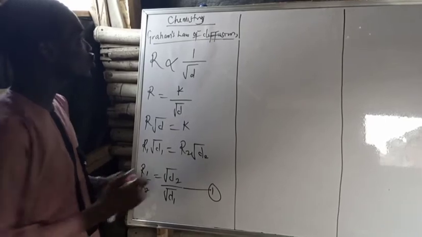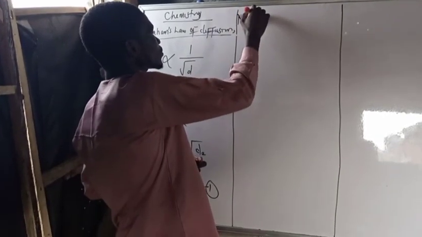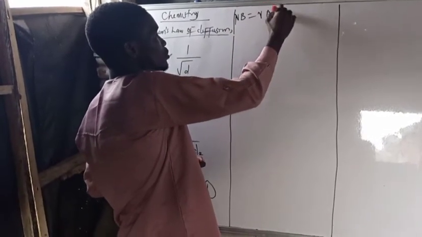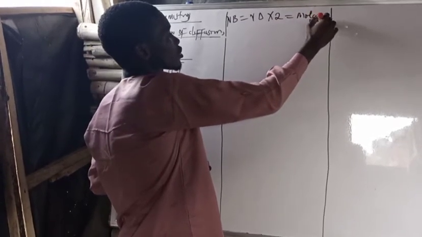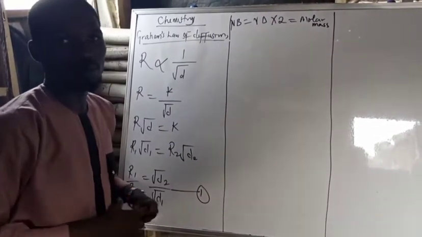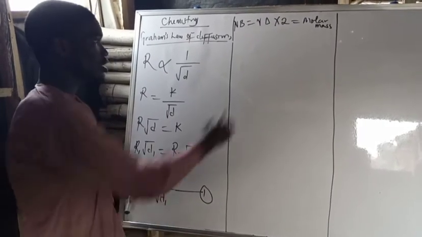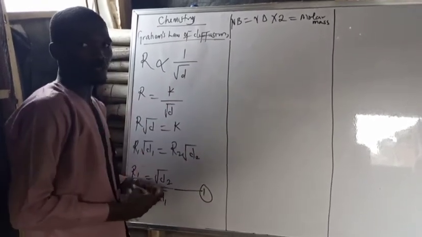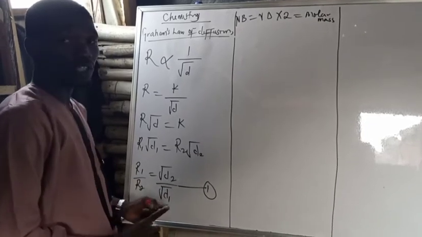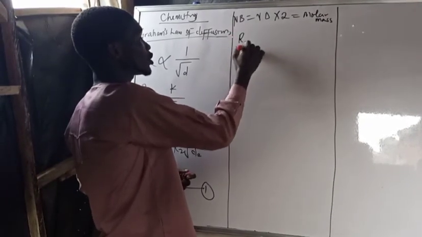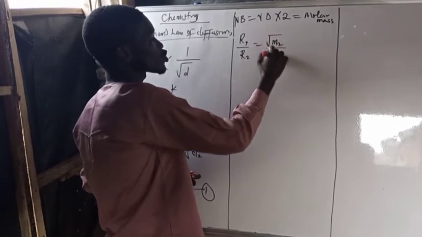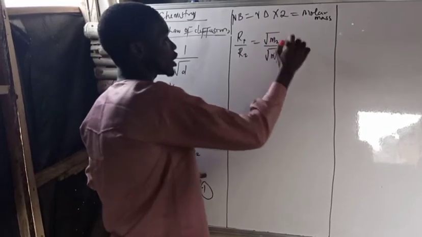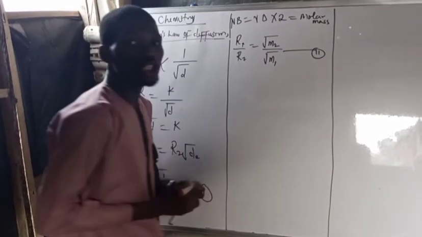And again, you should note that vapor density multiplied by 2 gives us molar mass. So we are going to replace the vapor density with molar mass in the first formula. So we have R1 over R2 is equal to the square root of M2 over the square root of M1. I call this the second formula.